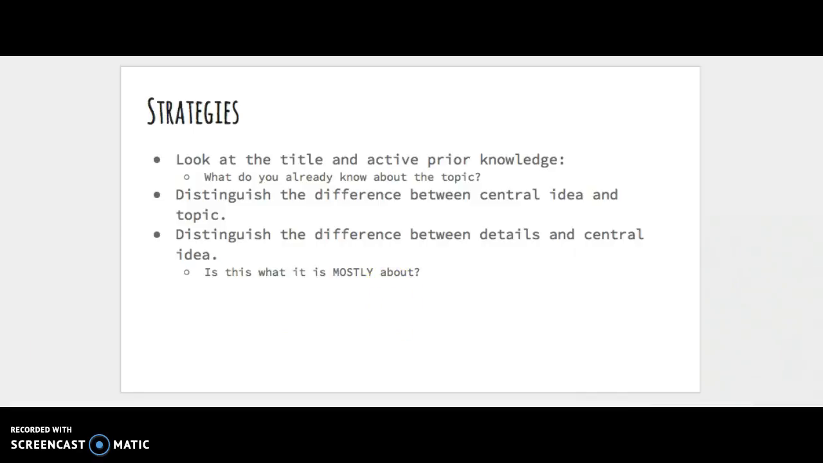All right, so those are your notes, or that is the lesson for inference and central idea. The next activity is going to ask you to elaborate more on that. If you still did not understand some of it, do not worry, we'll come back and revisit it.